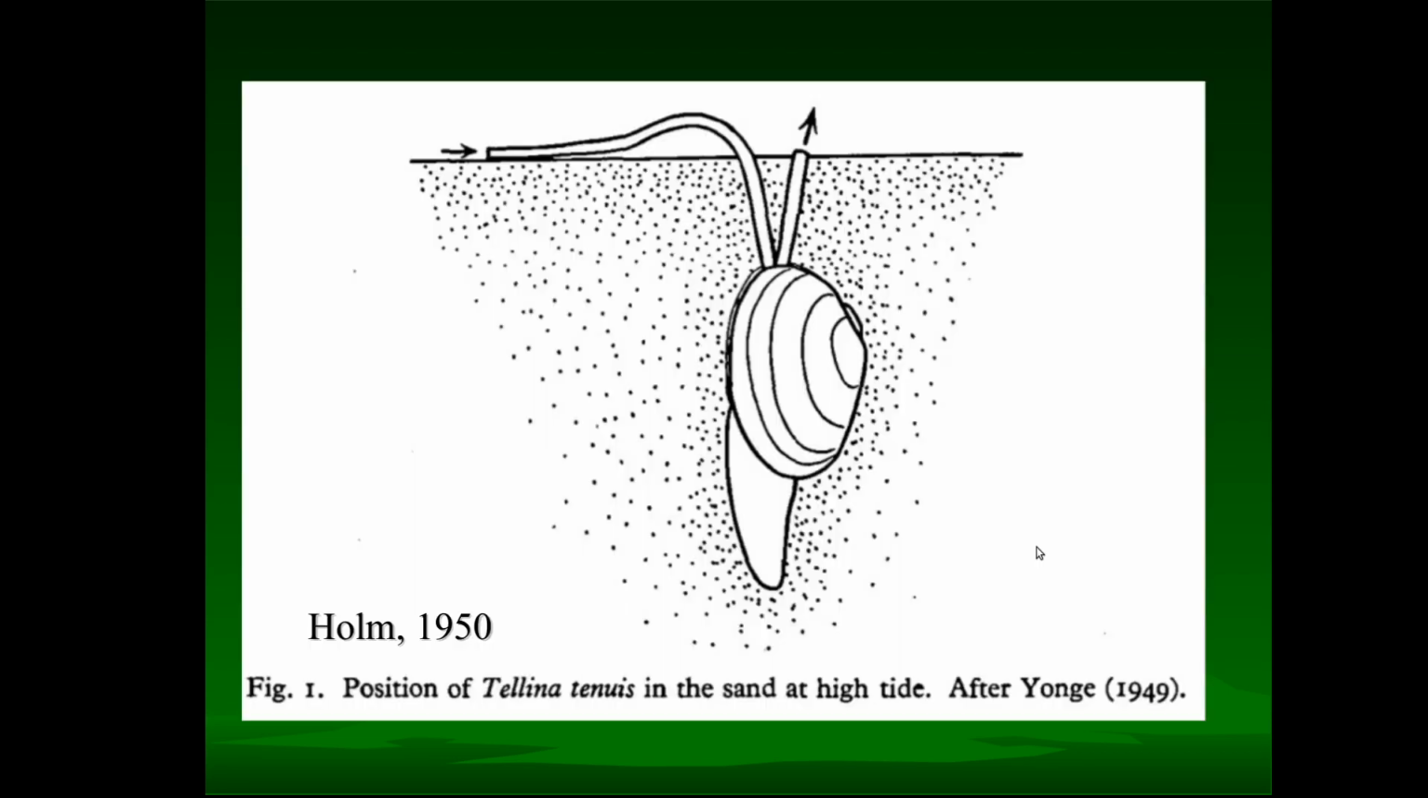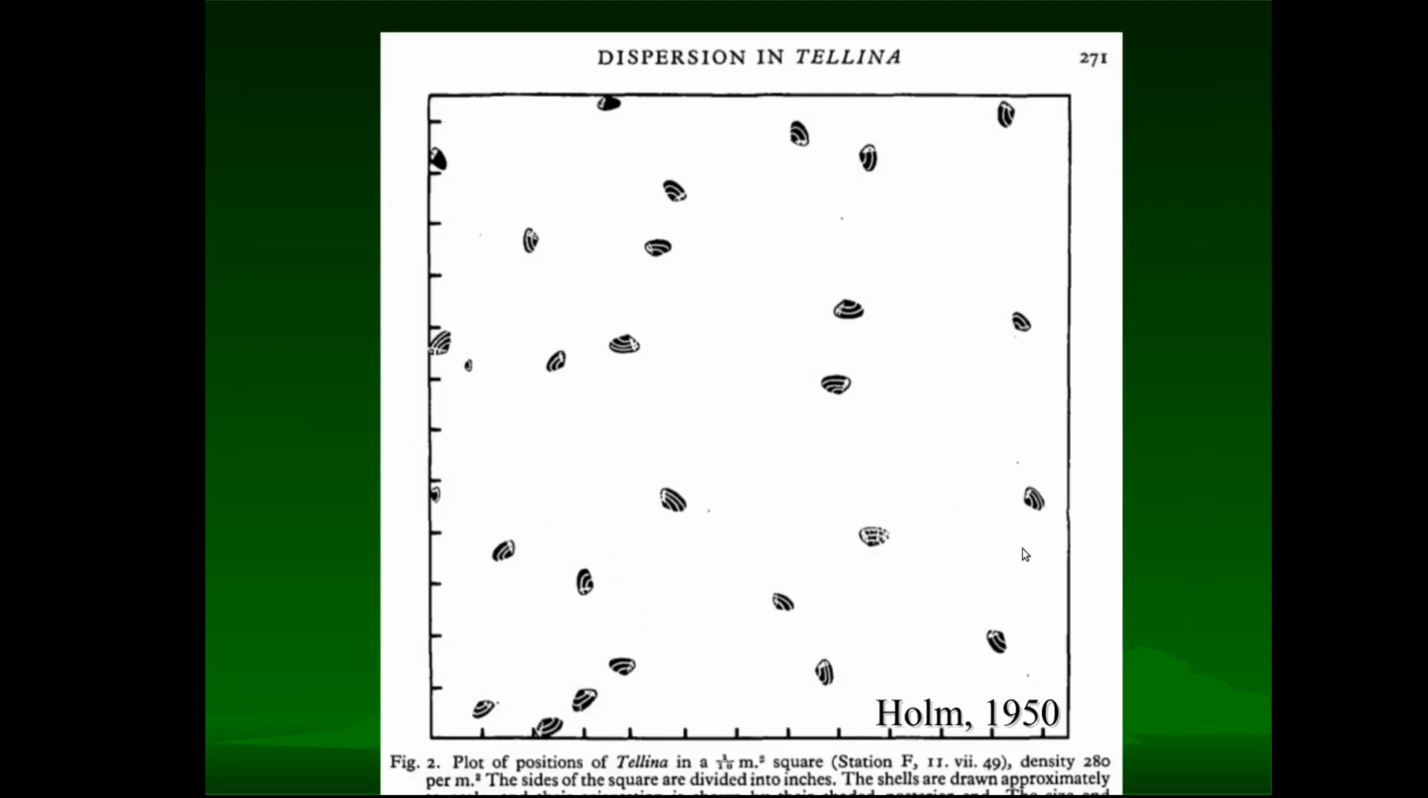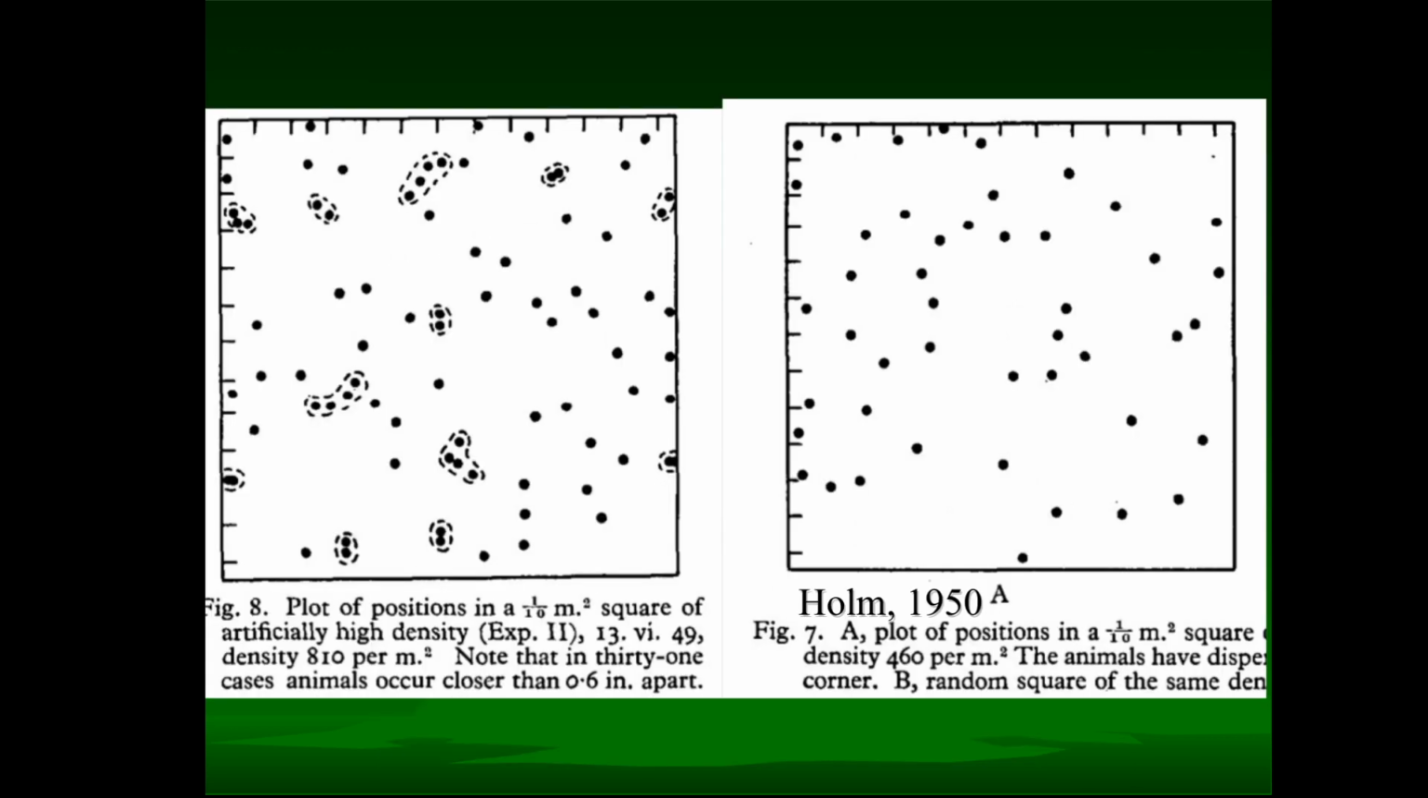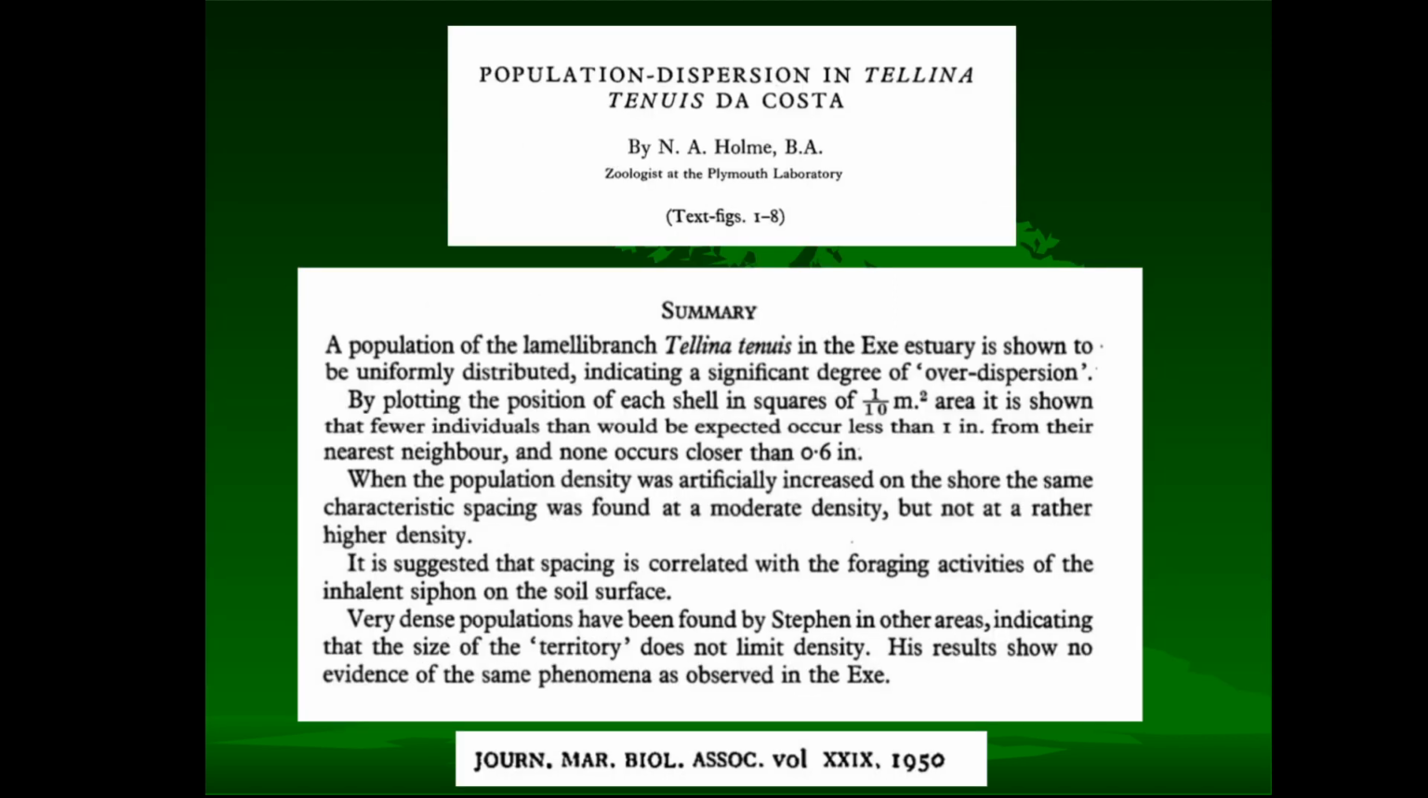Many examples of this, for example, clams, such as Tellina tenuis. Here, the experimenters placed clams experimentally in clumps to see what would happen over time. They moved apart, so the distribution became uniform again. And they related that to competition between individual clams in foraging with their siphon on the sand surface.